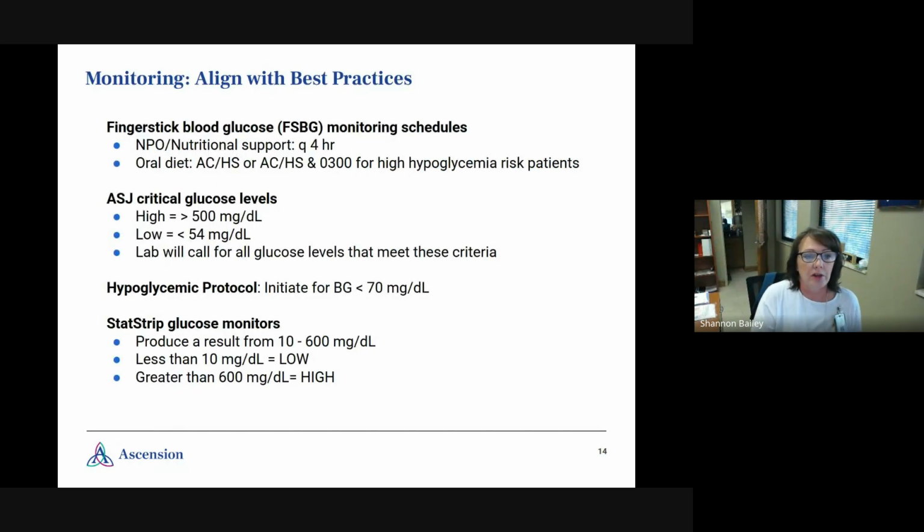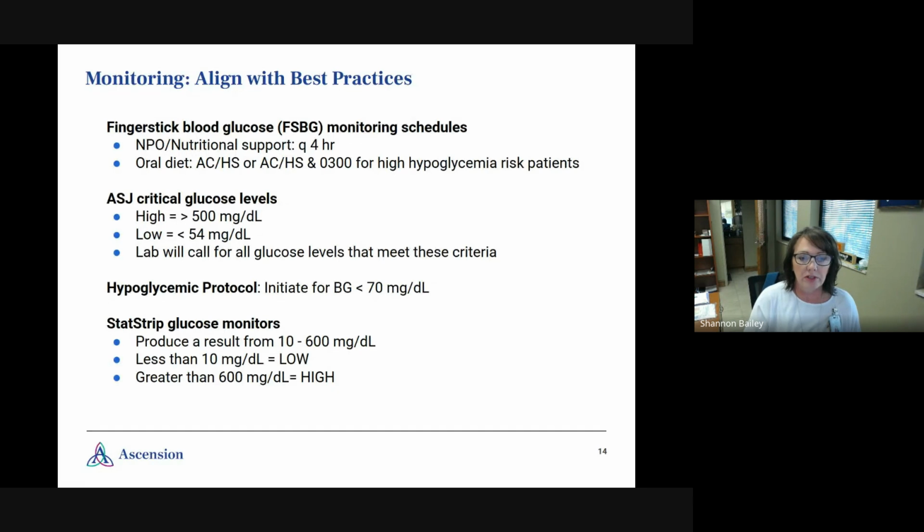So monitoring is extremely important, and I feel like this is an area where patient care techs really can have a big impact. So when somebody's NPO or on nutrition support, we really should be checking the blood sugar every 4 hours. And when they're eating meals, we're checking pre-meal and at bedtime. And sometimes we may even add in a 3 a.m. blood sugar check for those patients that we're worried may have hypoglycemia overnight.